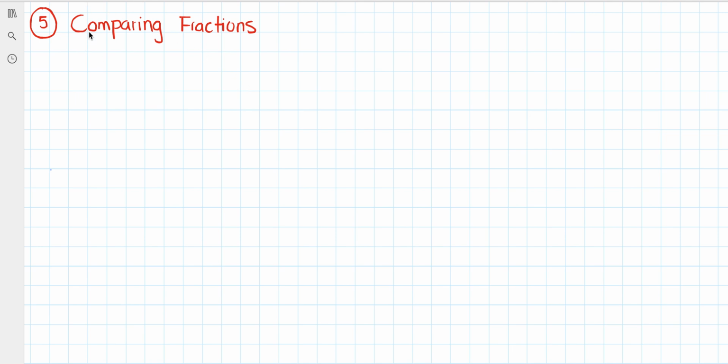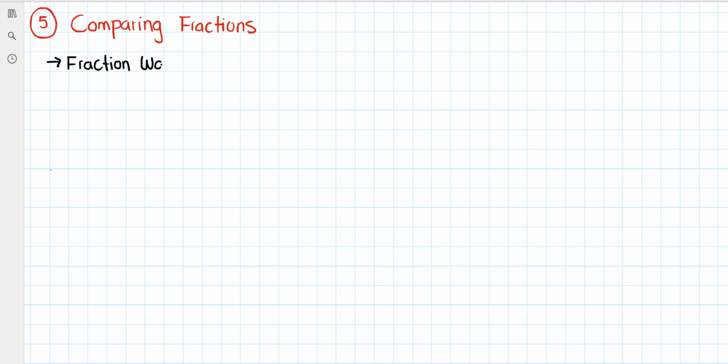Okay, so comparing fractions. There are different strategies that you can use to compare fractions, and you use the one that is easier for you and the one that is more practical for the exercise, because there are different strategies that are more practical depending on the exercise. So you can use a fraction wall.